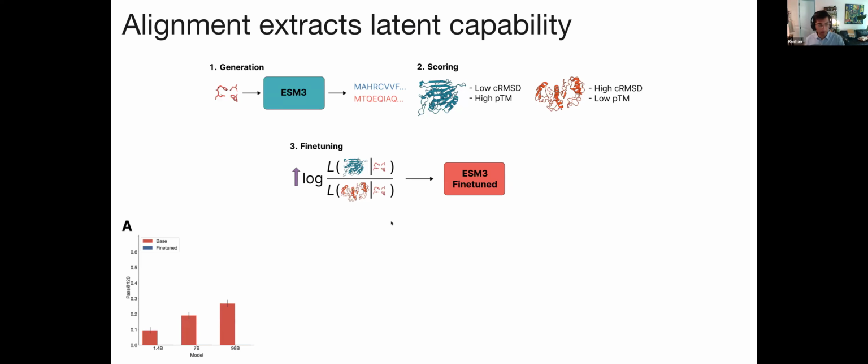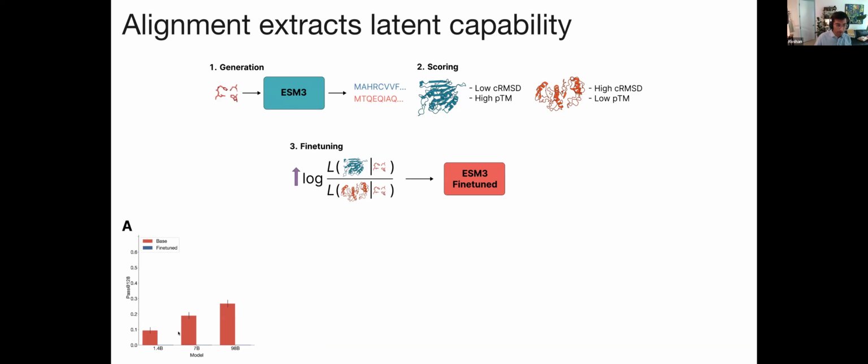We evaluate this on a prompt following task where we ask the model to generate a sequence which has a structure that will fold into something that has a certain orientation or certain position of key residues in space. So something like this, where you would give the 3D coordinates of these positions and the amino acids of them and say, okay, give me a sequence that will fold into a structure that has this motif.